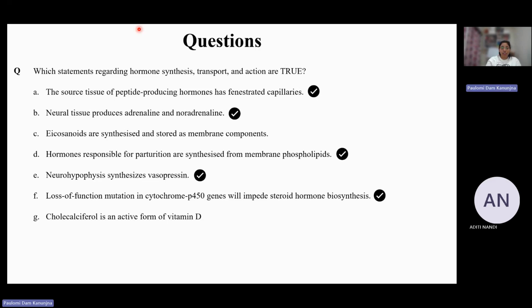Next one says loss of function mutation in cytochrome P450 gene will impede steroid hormone biosynthesis. That is also correct because most of these cytochrome genes are involved in the conversion of cholesterol to steroid hormone. So if the cytochrome gene is not functioning, this will not happen. And the last one says cholecalciferol is an active form of vitamin D, which is incorrect. It's actually inactive. Cholecalciferol is inactive, and for getting activated, it has to become calcitriol. So it is not the active form of vitamin D, right?